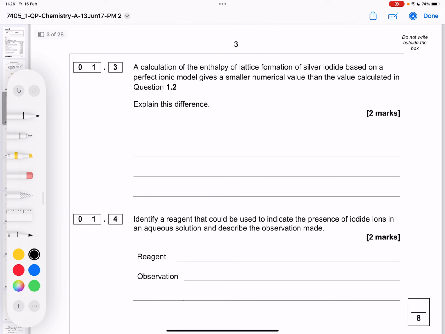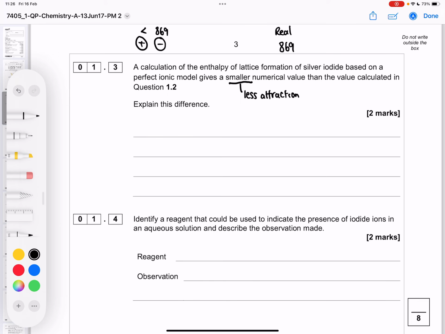And it says, a calculation for the enthalpy of lattice formation of silver iodide based on the perfect ionic model. So remembering that that's when they're perfectly spherical. That one gives this smaller, so less than 869 in size, not worrying about the sign. But our calculated value, which is our real value that takes into account the real behaviour of these ions, is 869. So smaller means that if it was truly ionic, there would be less attractions in the lattice.